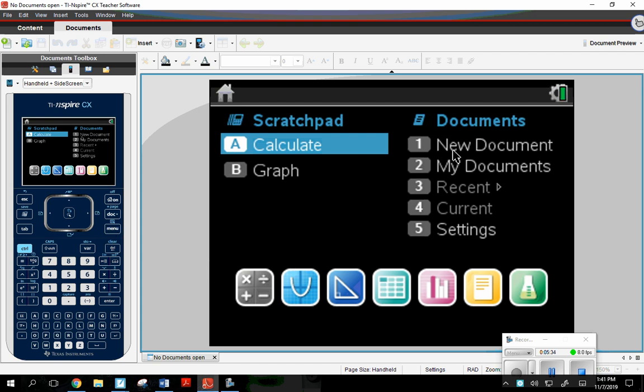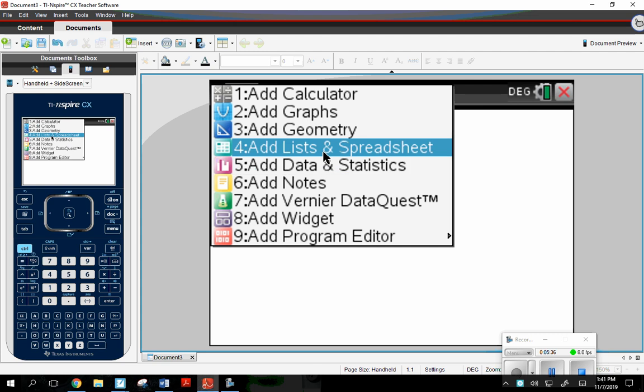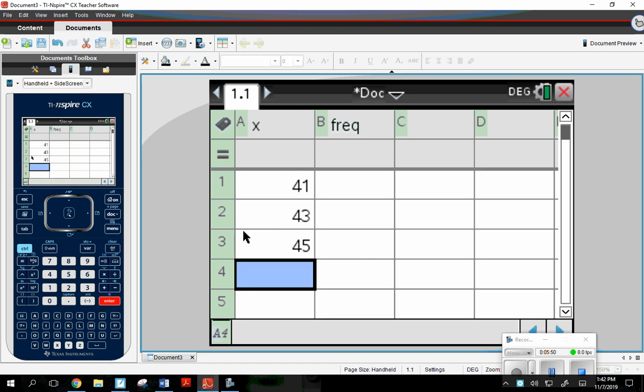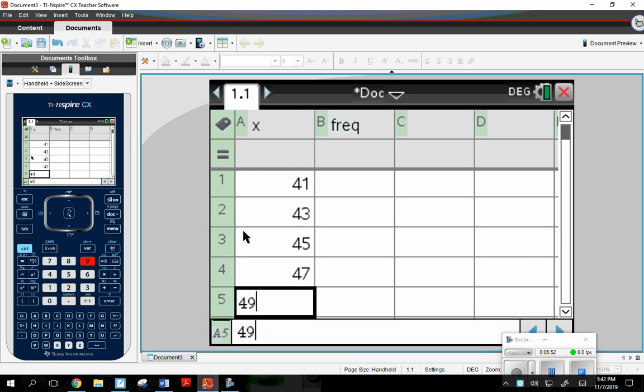Okay, so we're going to go to list and spreadsheets one more time. Okay, this is X. Frequency. All right, so my midpoints, we had 41, 43, 45, 47, 49, 51, and I believe we stopped at 53.